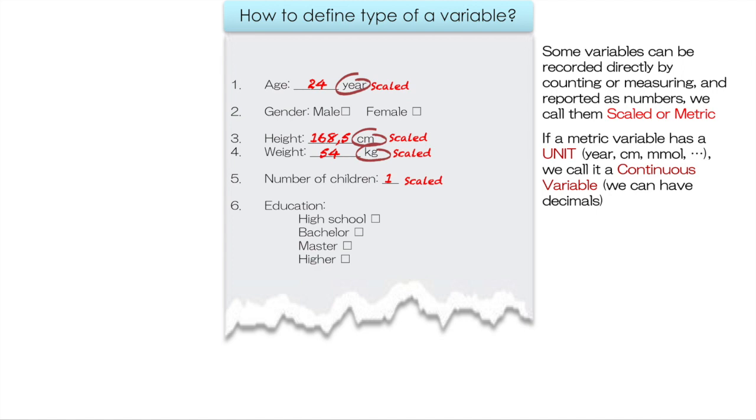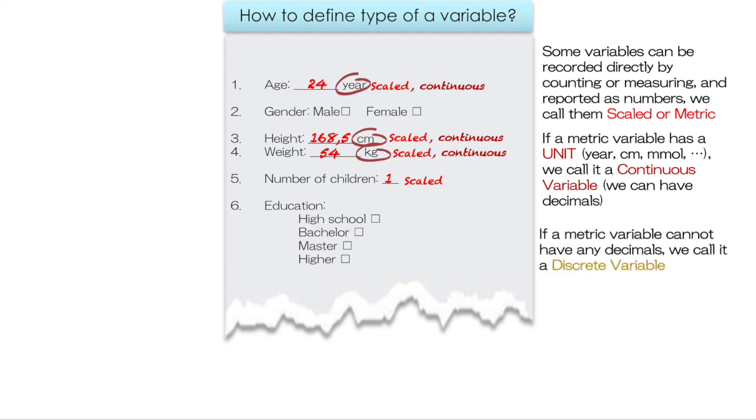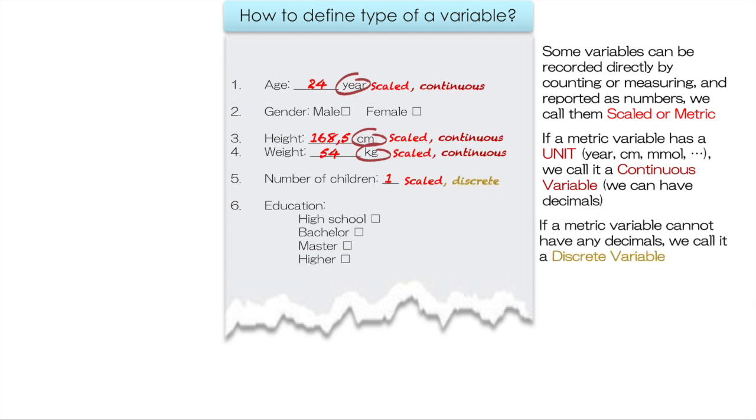However, a variable such as the number of children here naturally cannot have any decimal. We can never say 1.2 children or something like this. And this kind of variable, which can never have any decimal and is impossible to show with decimals, we call a discrete variable, which is also a type of metric variable.